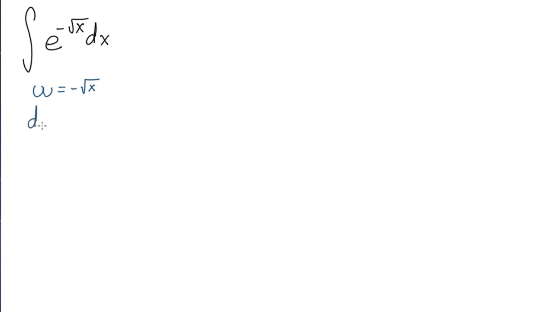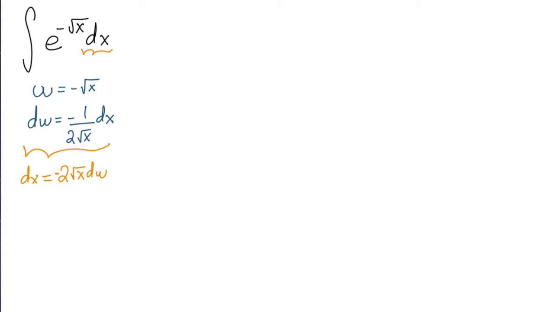And so then dw is going to equal negative 1 over 2 root x dx. And so what this tells me is that dx is going to equal negative 2 root x dw. And what I can do is substitute that into there. Now, notice I'm not going to want to have any x's there, and I have this extra root x here. But remember that w is equal to negative root x.